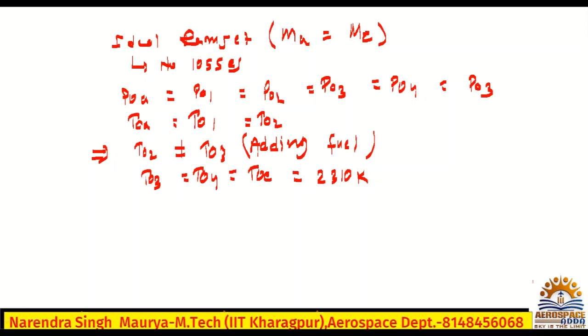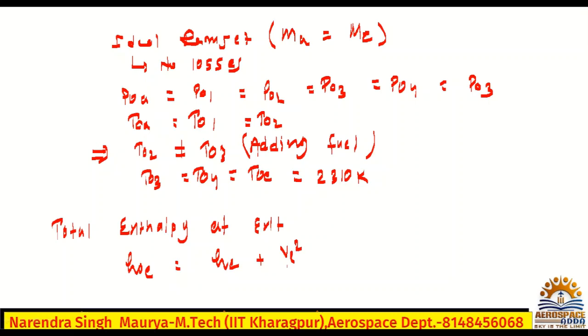All right. Now, you know the total temperature or the total enthalpy. What is the total enthalpy at exit? Because at exit you need to calculate velocity, that's the reason I'm writing total enthalpy at exit: H naught E is equal to static enthalpy HE plus exit velocity square by 2. This is the formula for the enthalpy. Or in terms of temperature, you can write Cp T naught E is equal to Cp TE plus VE square by 2, or T naught E is equal to TE plus VE square by 2 Cp. What is Cp? Gamma R upon gamma minus 1.